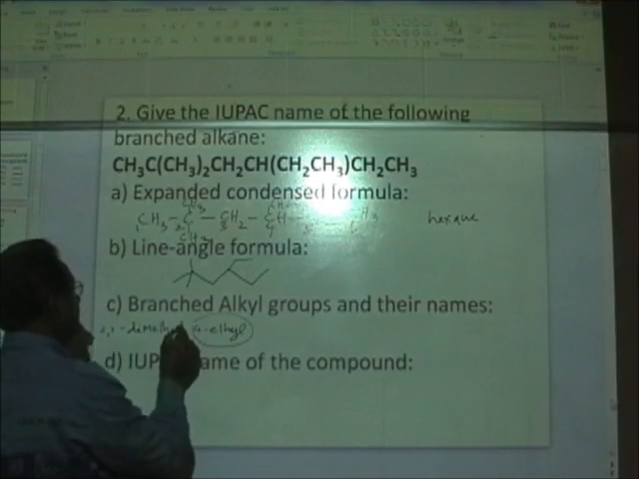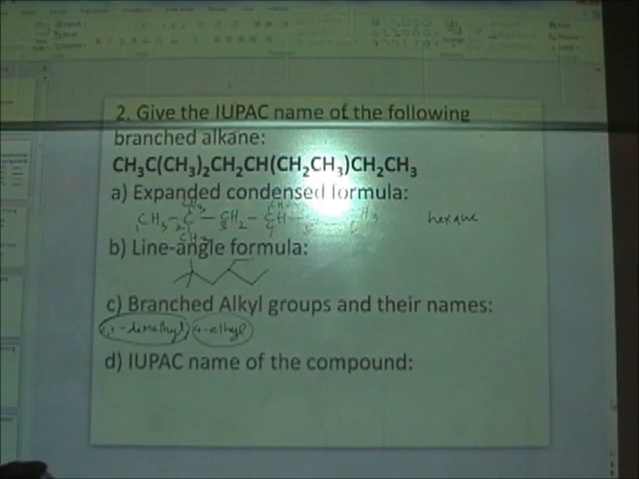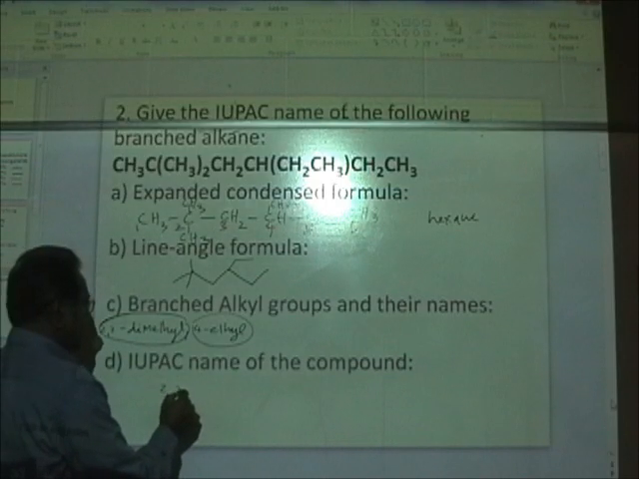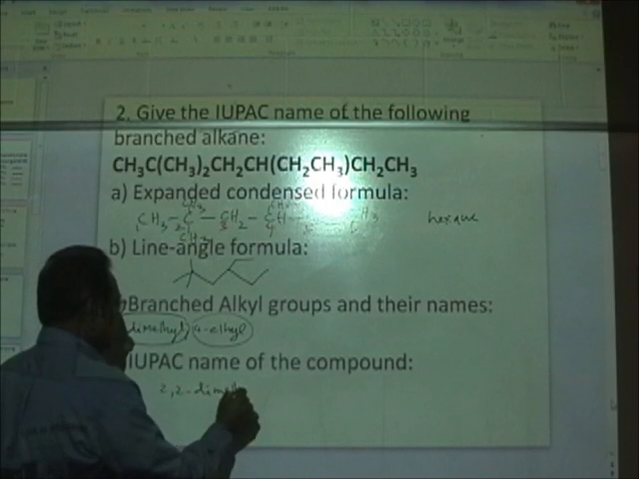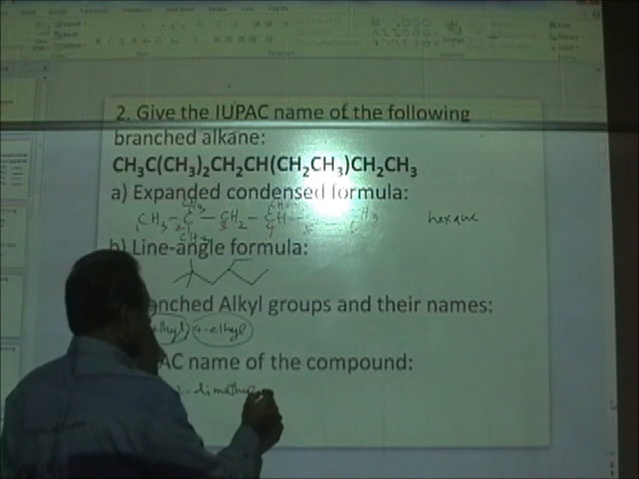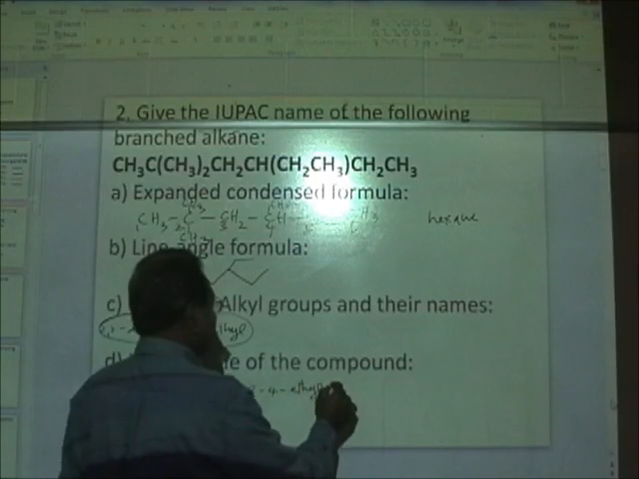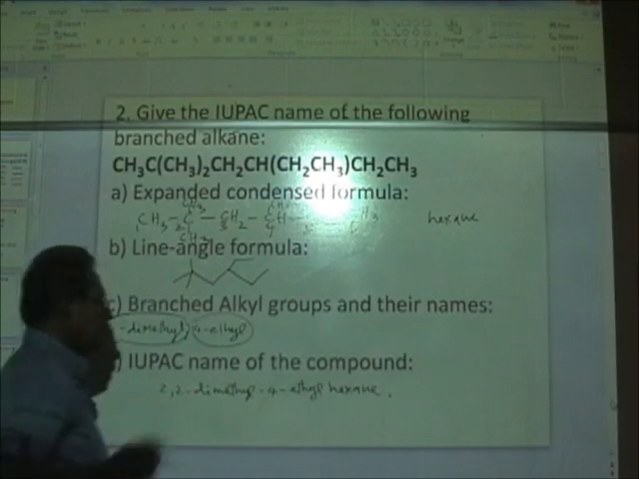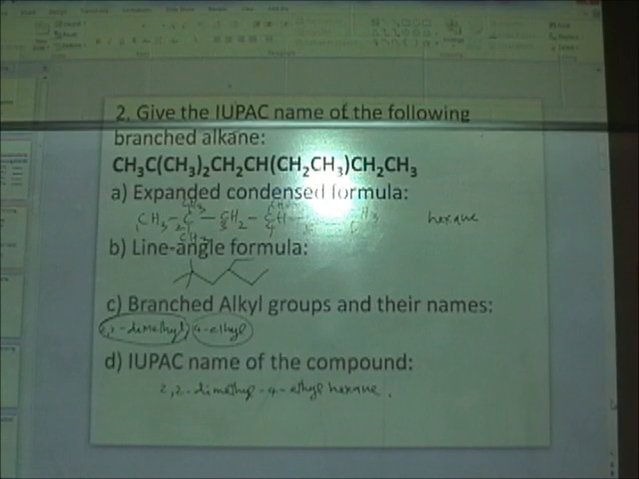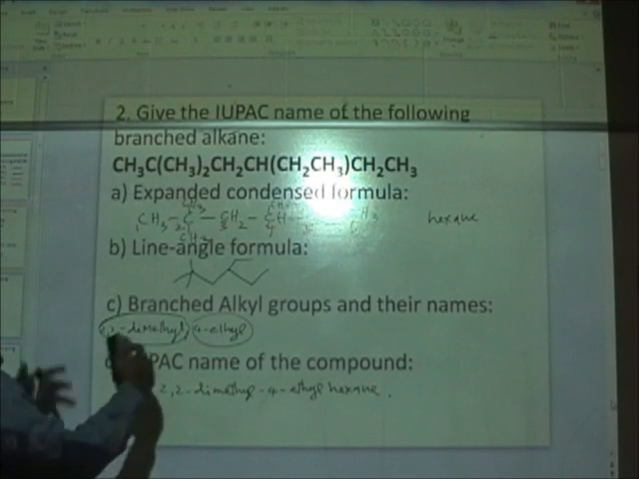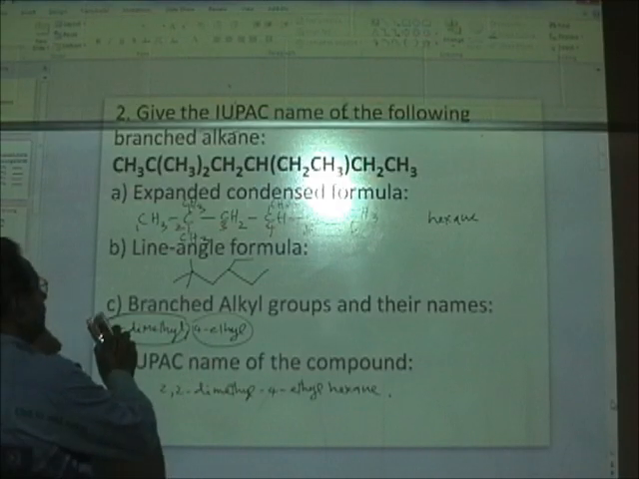So this way there are 3 alkyl groups branching off this. Therefore, what would be the IUPAC name now? 2 dimethyl, I think 4 ethyl hexane. Got it? All right. We got that, the naming of a branched alkane and all the various forms of formula here. Right.